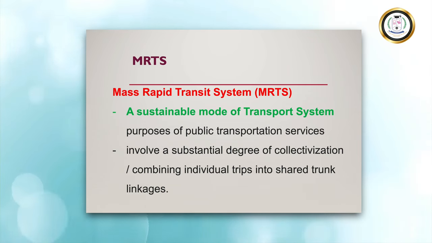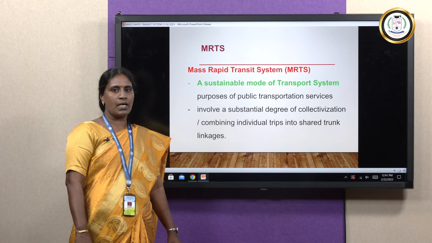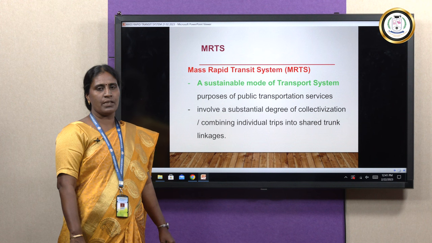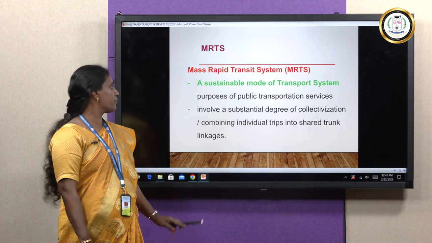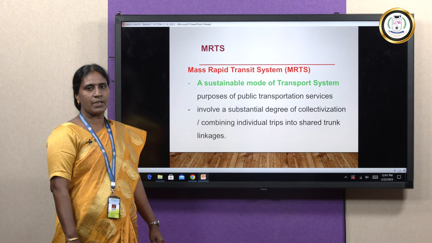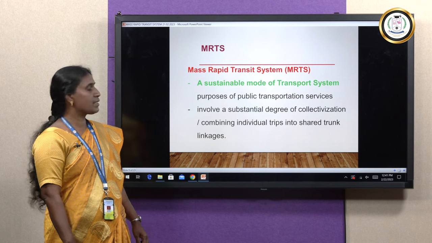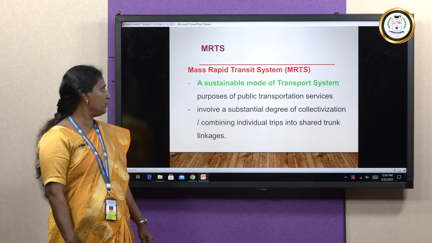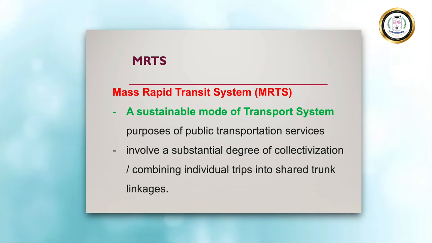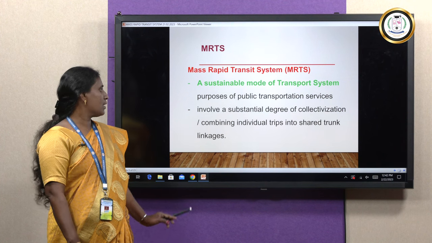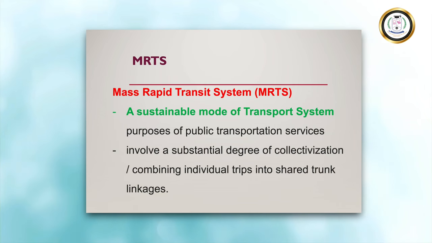The second type of RTS, MRTS, called Mass Rapid Transit System, uses trains as the vehicle. So high capacity trains and medium capacity trains are used. Mass Rapid Transit System is a sustainable mode of transit system, and the purpose is to serve public transportation services, which involves a substantial degree of civilization, meaning it combines the individual trips into shared trunk linkages.